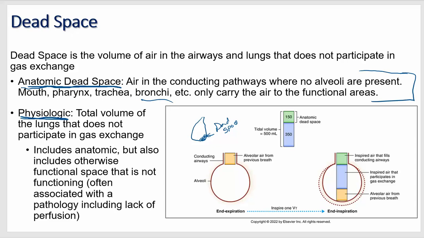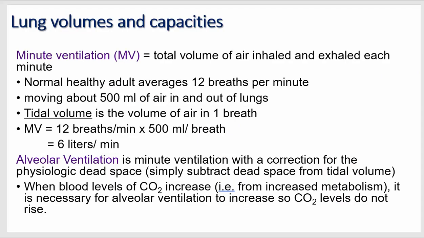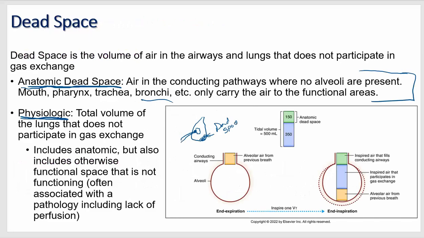It's not anatomic. It's usually some kind of a disease, some kind of a pathology, or lack of perfusion. So you could have what's called a PE, or pulmonary embolism, that isn't letting blood flow to a certain area. Maybe it's clogged up with something and it's not feeding a certain area of the lung. So that's dead space. It's not helping anything. It's just taking up resources. Okay, so that's our dead space.